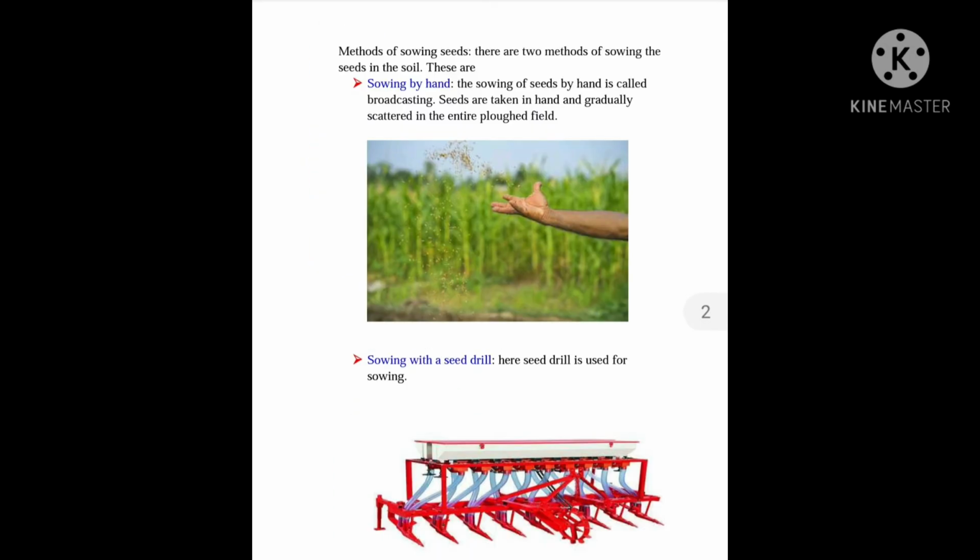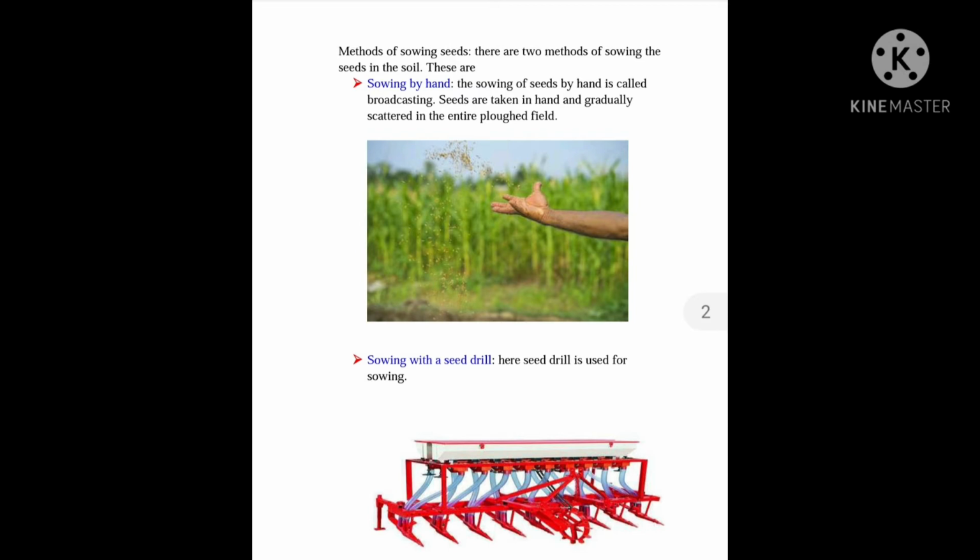Now methods of sowing seeds. What are the methods, how are the seeds sown? There are certain methods which are used for sowing the seeds. Generally two methods are used: sowing by hand and sowing with the seed drill. Sowing by hand is also called broadcasting. So what is broadcasting? Broadcasting is sowing the seeds by hand for the production of crops. Seeds are taken in hand and gradually scattered in the entire plowed field.